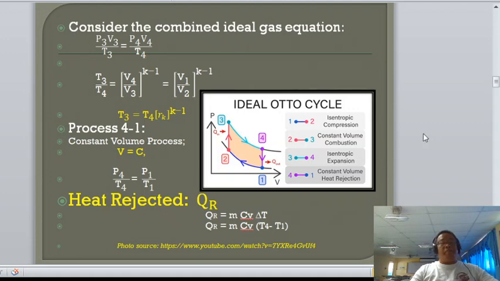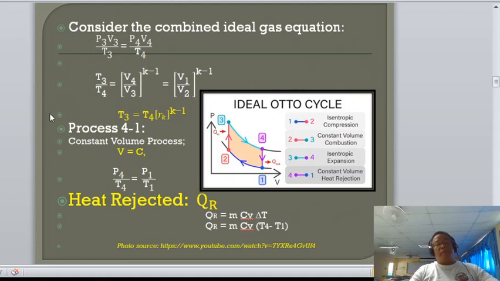Again, considering the combined ideal gas equation, this will become P3V3 over T sub 3 equals P4V4 over T sub 4. Getting the ratio of the temperature, the highest temperature to the temperature at 4, T sub 3 becomes T sub 4 r_k raised to K minus 1. This is somewhat the same as with T sub 2, the process of the derivation is the same.